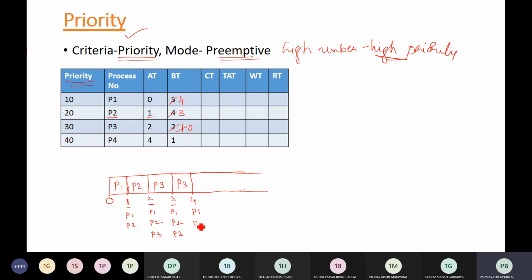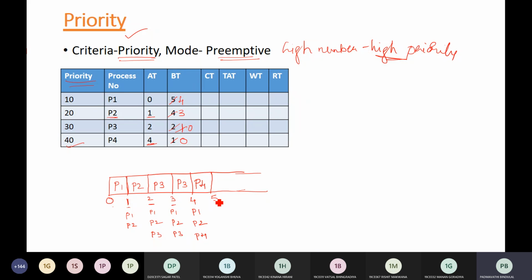Now you have P1 and P2 in your queue. And at the fourth instant, if you see, the P4 process has also arrived. Now check the priority between P1, P2 and P4. P4 is having highest priority. So again you execute the P4 process. So P4 is executed for 1 instant and its burst time will be 0.